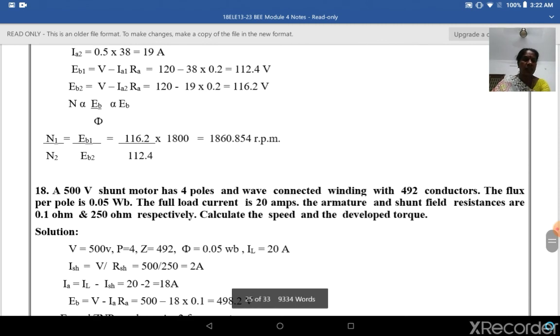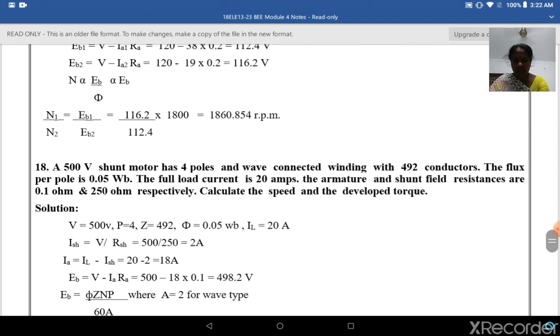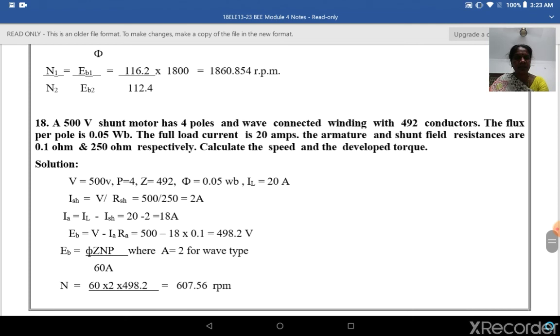A 500 voltage DC shunt motor has 4 poles and a wave connected winding with 492 conductors. The flux per pole is given as 0.05 Weber. The line current is 20 amps. The armature and the shunt field resistance are 0.1 ohm and 250 ohm respectively. Calculate the speed and the developed torque.